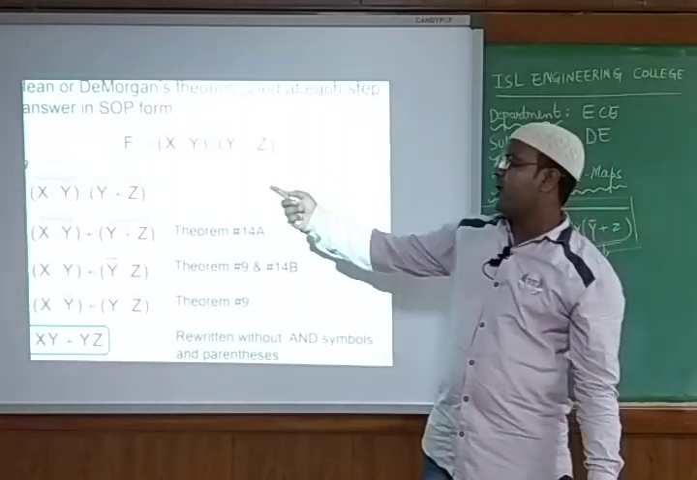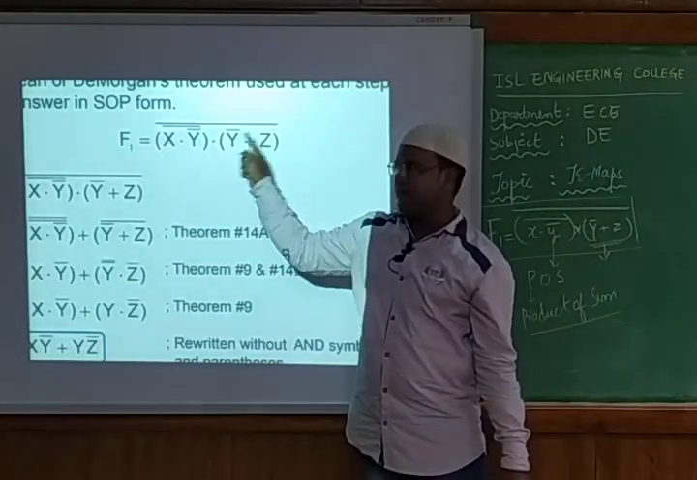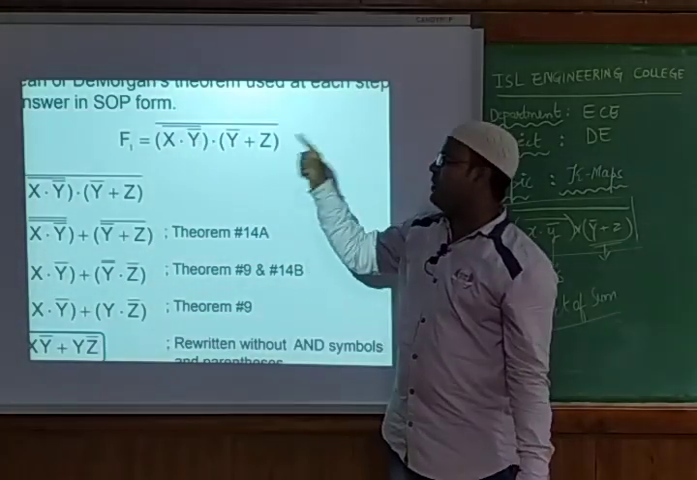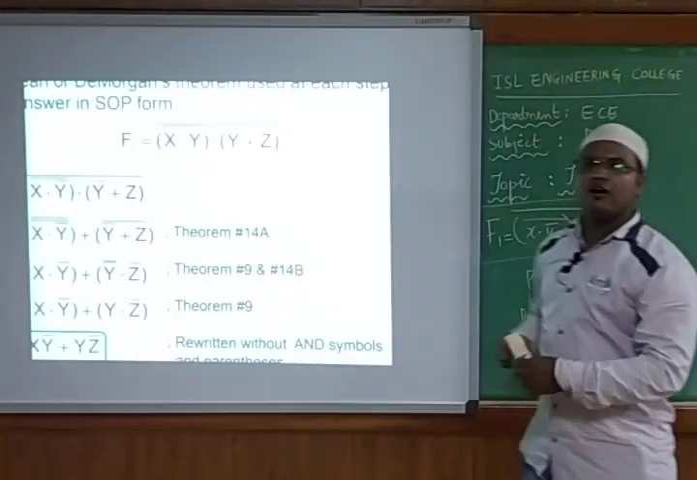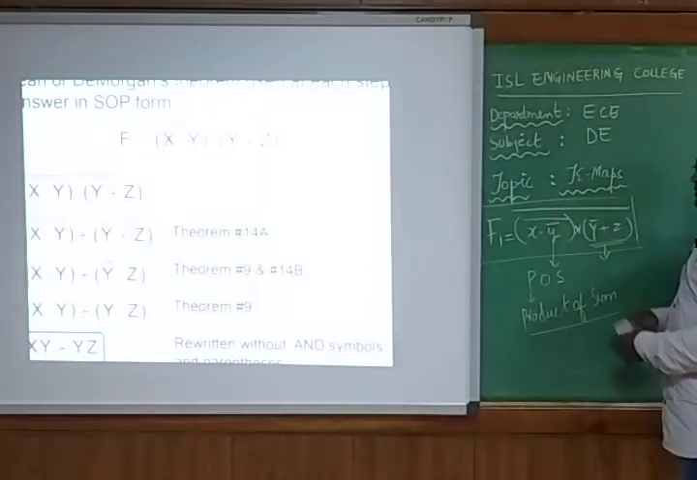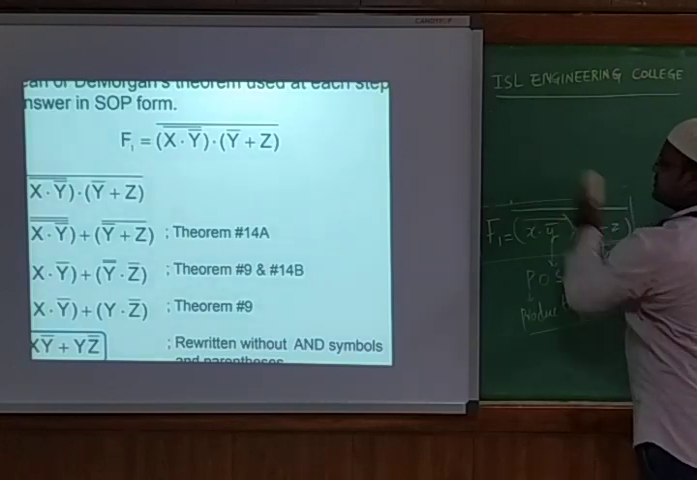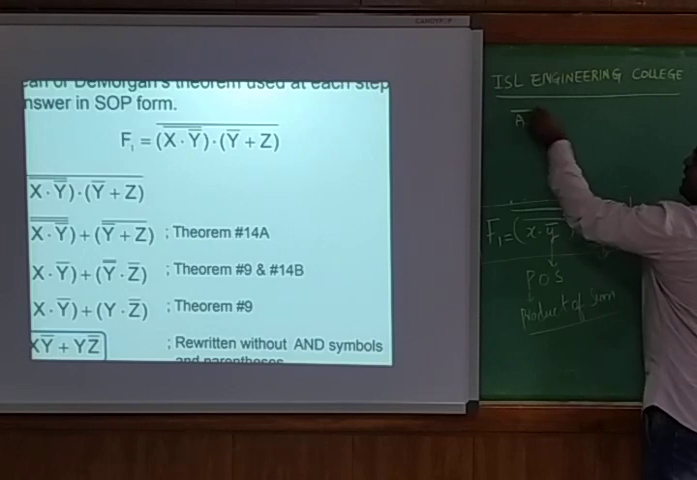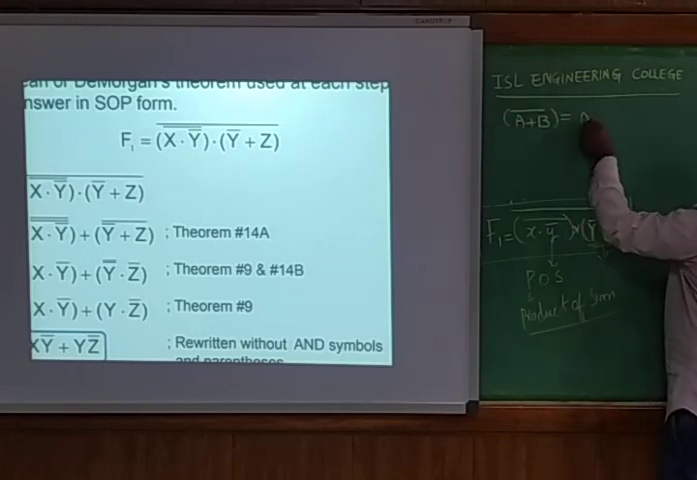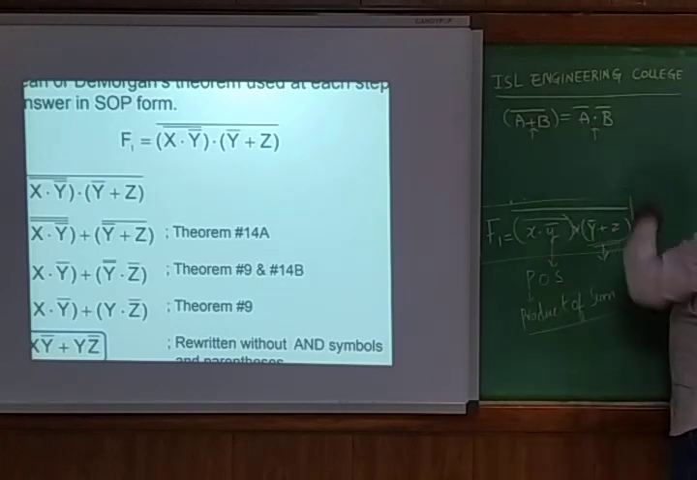So first thing, f1 they gave, f1 is equal to x dot y bar, again bar is there, then whole bar of y bar plus z. First you should recall the formula. We should recall the formula of De Morgan's. What does De Morgan's law state? If you have a plus b whole bar, you can modify it as a bar into b bar. That is the first law. The sum terms can be written into product terms.